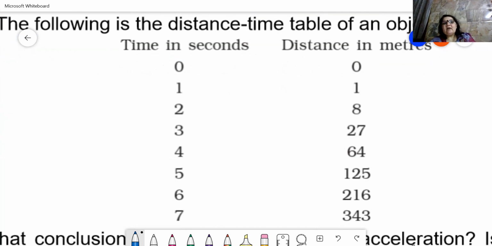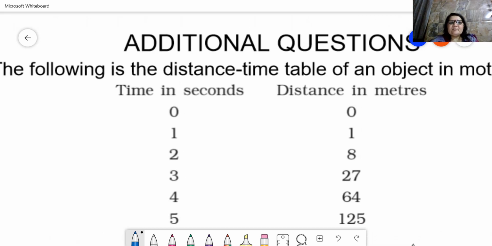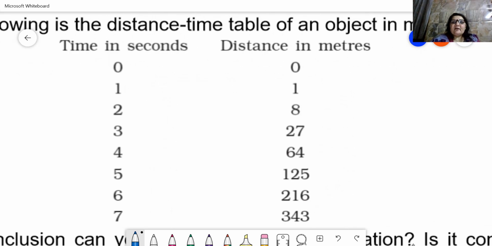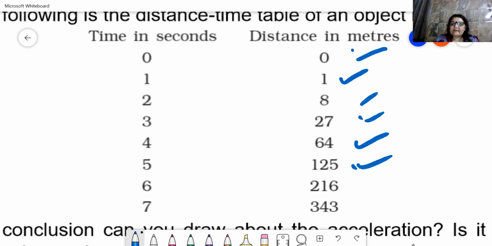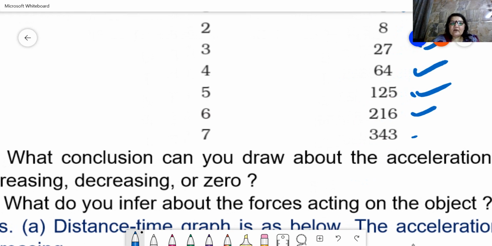In the additional question, you have been given one table. In this table, there is a body which is moving, and it's a distance time table for a body in motion. Time in seconds, 0 and 0, that means first the body was at rest. And slowly after 1 second, distance is 1 meter. After 2 seconds, it's in increasing order. In 3 seconds, 27 meters, 4, 64, 5 is 125, 6 is 216, then 7 is 343. So he's asking, what conclusion can you draw about the acceleration? Is it increasing, decreasing, or 0?